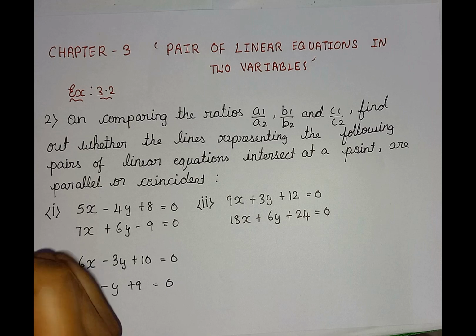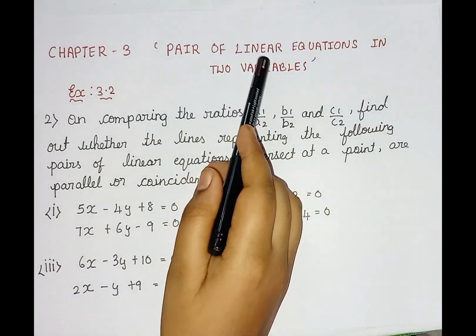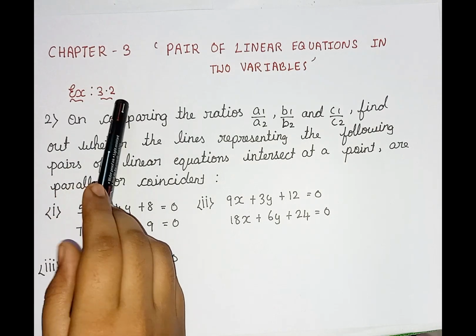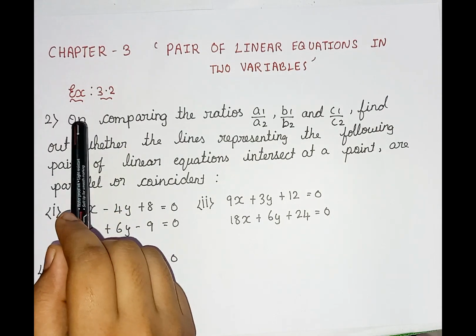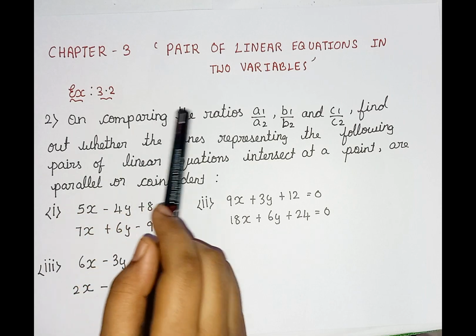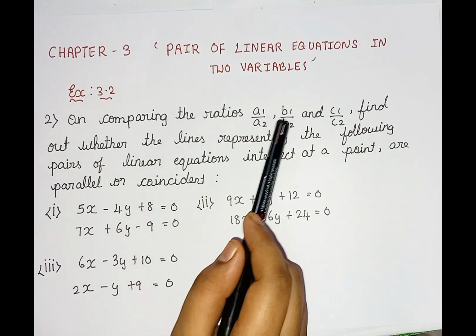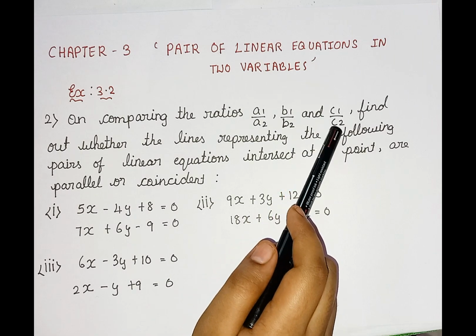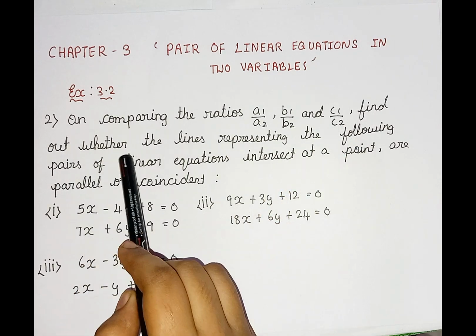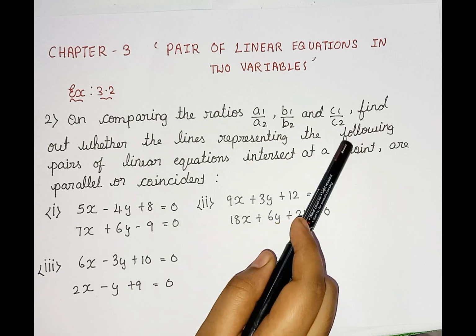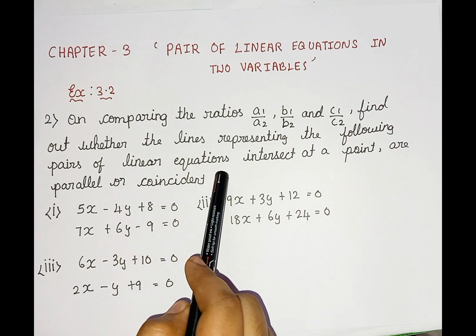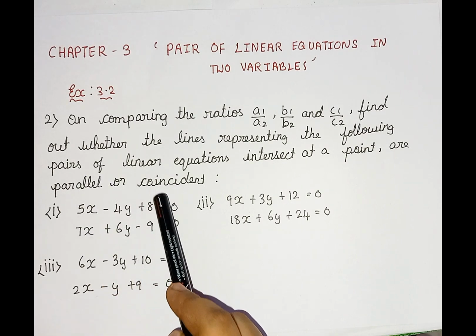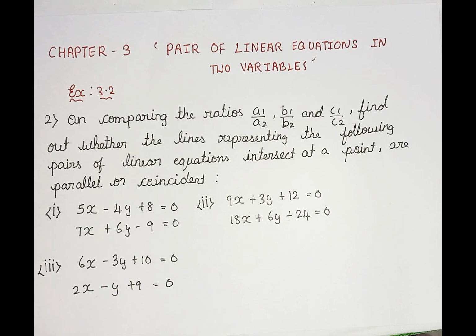Today we are going to be learning chapter 3, pair of linear equations in two variables. Exercise 3.2, second question. Now let's read the question. On comparing the ratios a1 by a2, b1 by b2 and c1 by c2, find out whether the lines representing the following pairs of linear equations intersect at a point or are parallel or coincident. Okay, so we are supposed to find it.